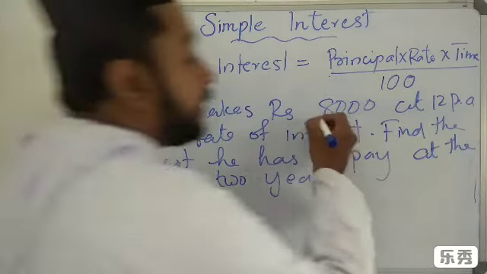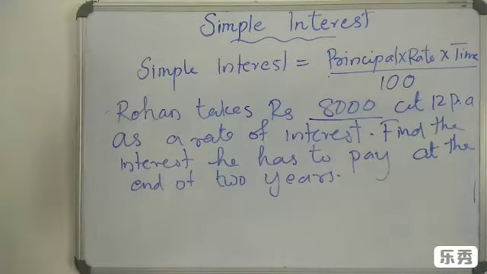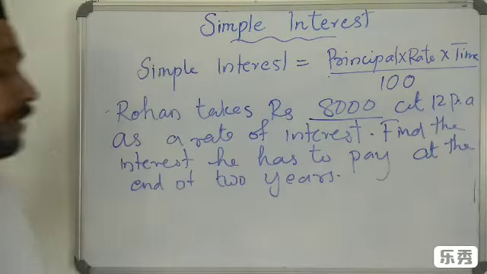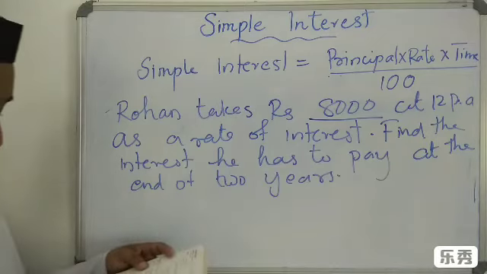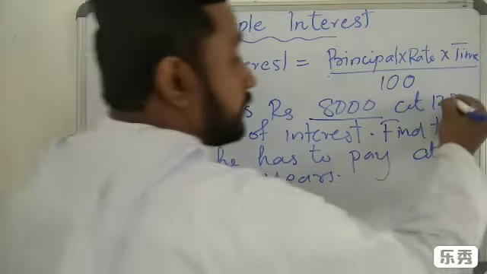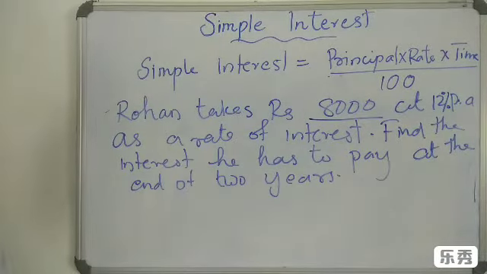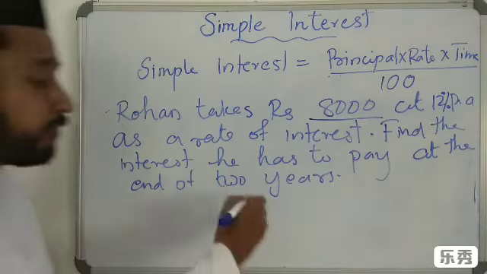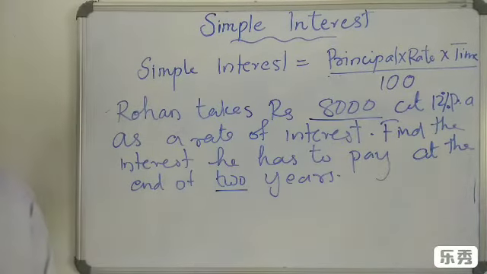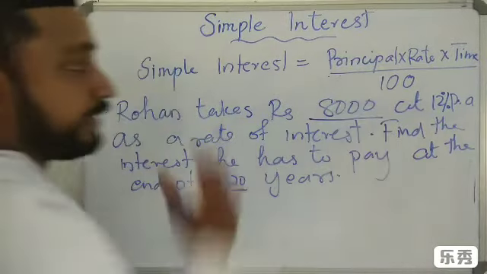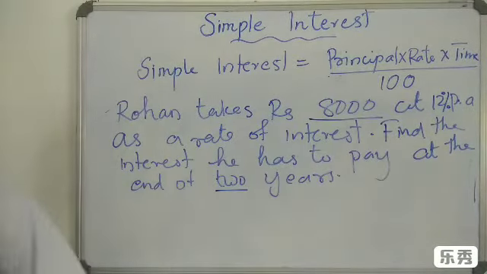So Rohan takes rupees 8,000 from the bank at 12% per annum as a rate of interest. Find the interest he has to pay at the end of 2 years. So we have to find the simple interest. The amount or the principal is rupees 8,000. So let us write the principal.